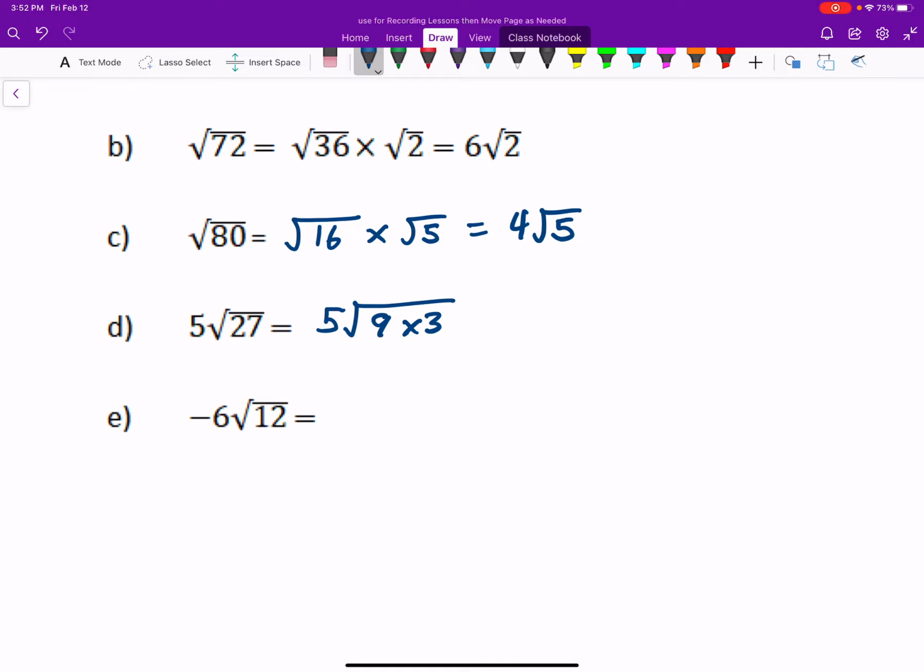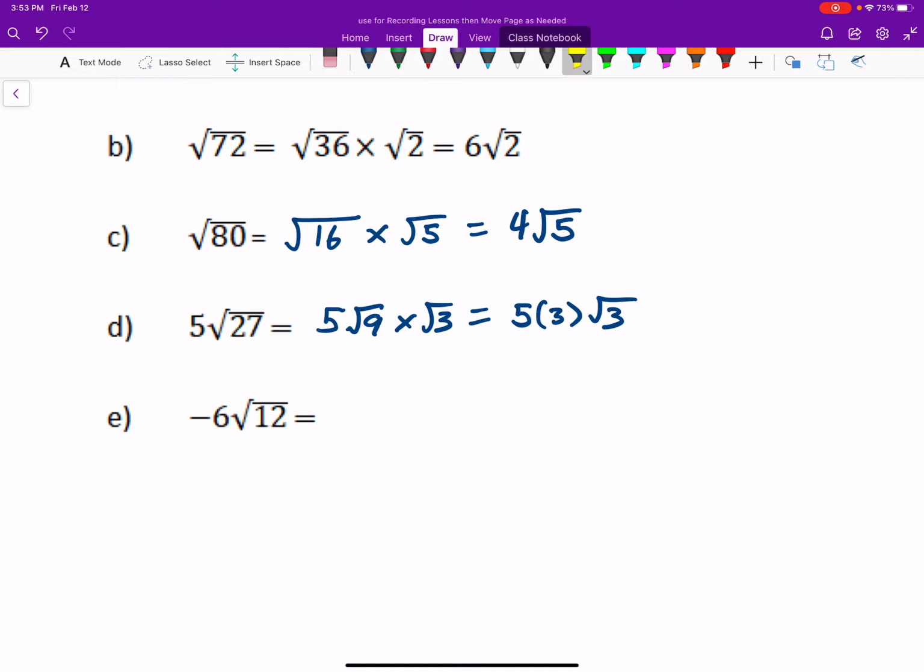So 9 is my perfect square. When I take the square root of the 9 part, that equals 3. Actually, maybe I won't write it as a separate radical. Stick with what I had. So 5 times square root of 9 times 3, like that. Maybe that would be a bit more consistent. So when I take the square root of 9, I get 3, and I still have that root 3 going on.